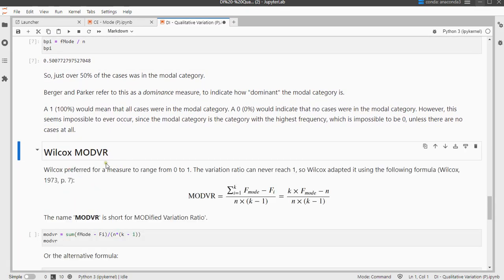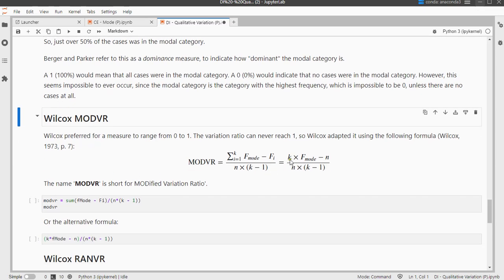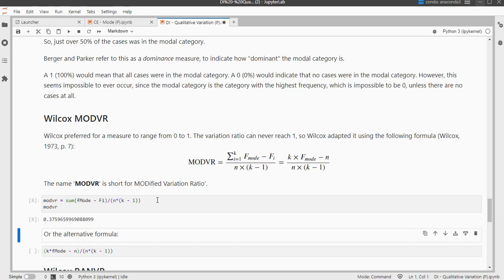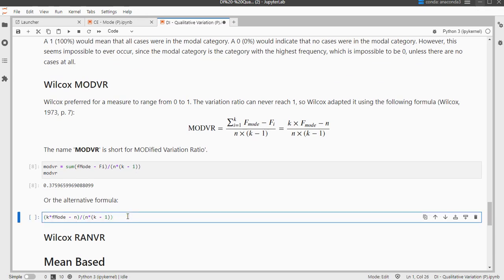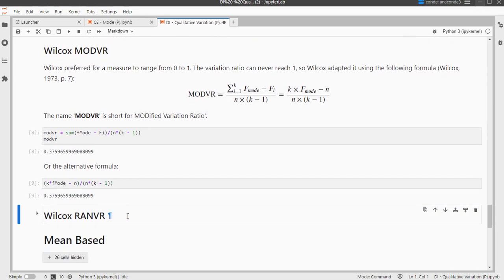A modified variation ratio is from Wilcox. He actually also uses the k, the number of categories, as you can see, and we have all of this. The big E one is actually just the sum, so summing over all of the frequencies, and you then do the mode minus the frequency, that divided over n times k minus 1. Or the alternative formula where you don't need to use a sum, and it gives the same result.